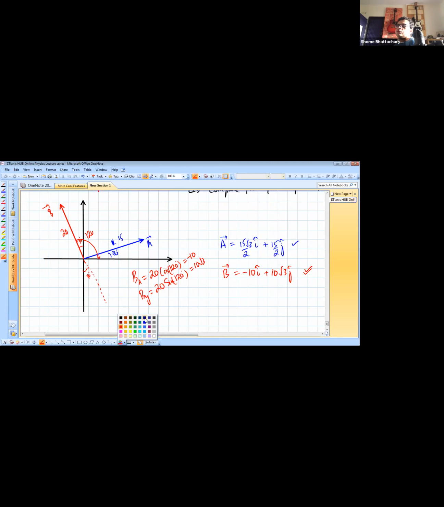So now coming to the rest of the question, the resultant of A plus B in component form will become 15 root 3 by 2 minus 10 I cap plus 15 by 2 plus 10 root 3 J cap.